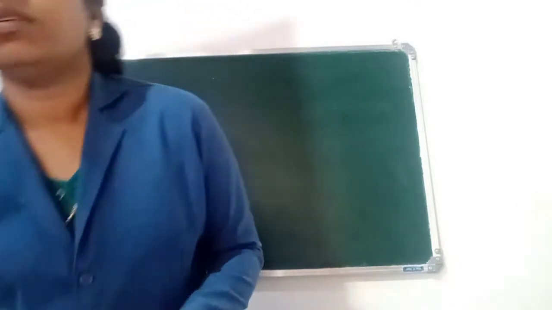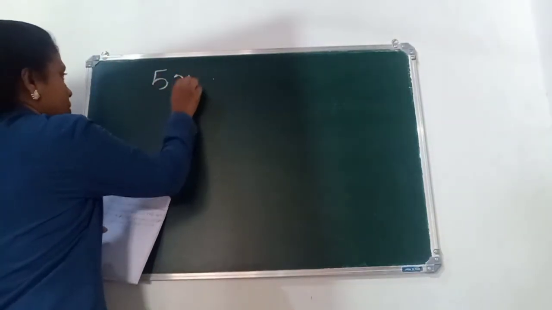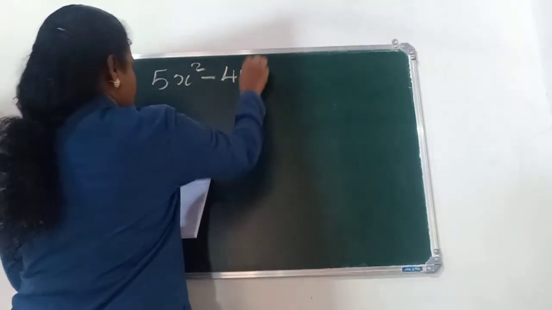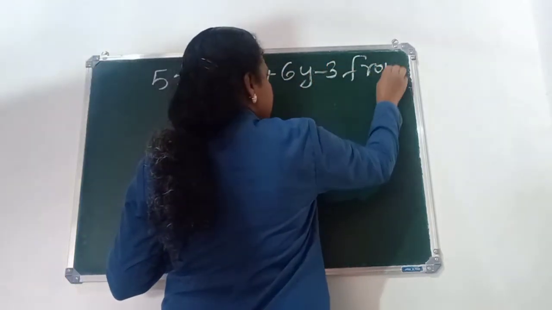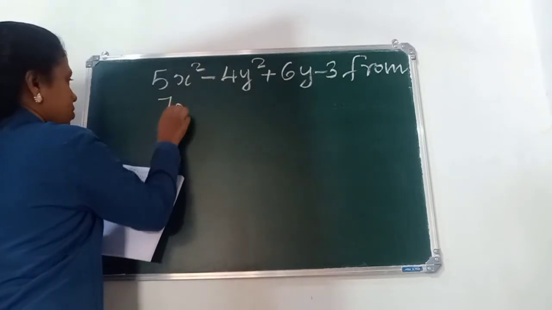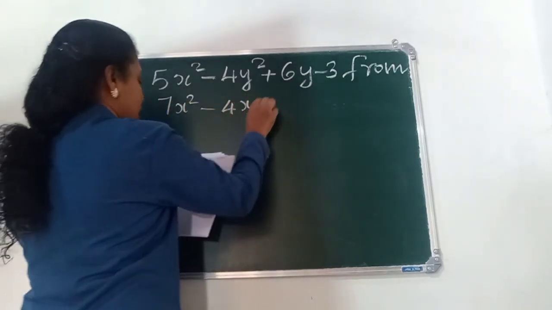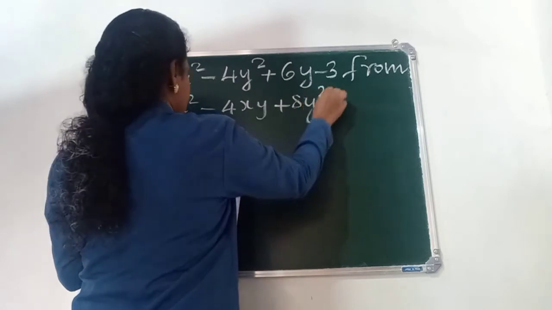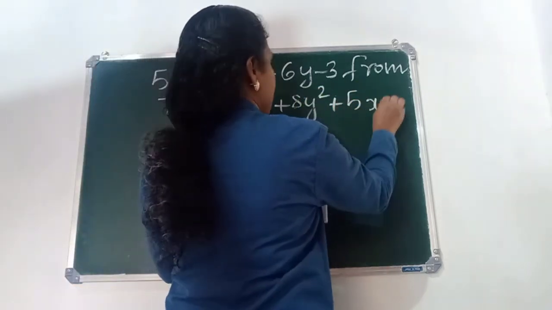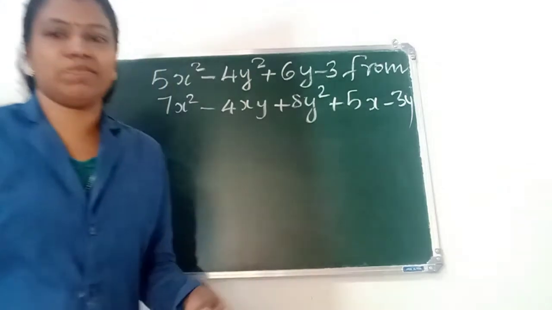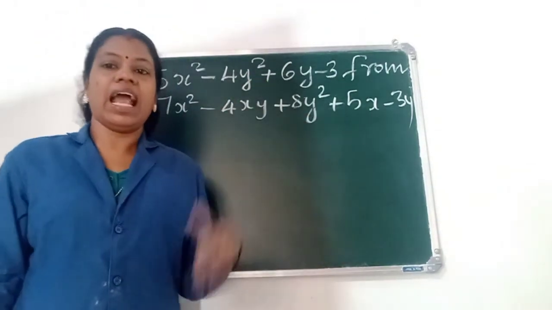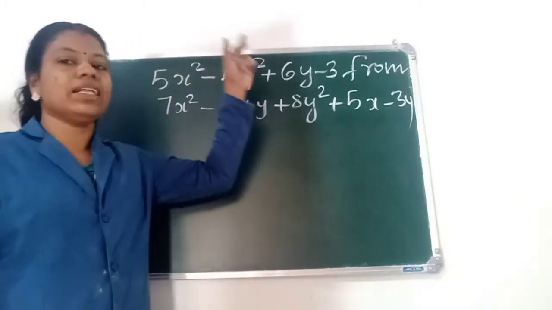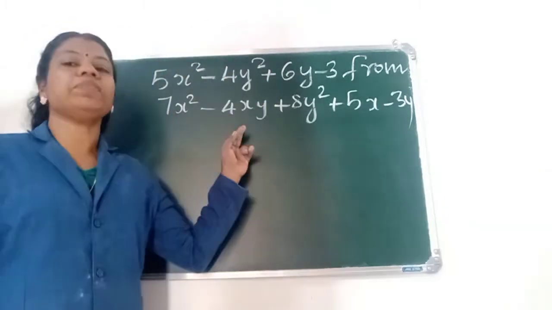Okay, now subtraction. Subtract 5x square minus 4y square plus 6y minus 3 from 7x square minus 4xy plus 8y square plus 5x minus 3y. Long expression having many terms. So we need to subtract these two expressions. And the question is given, subtract this expression from this expression.